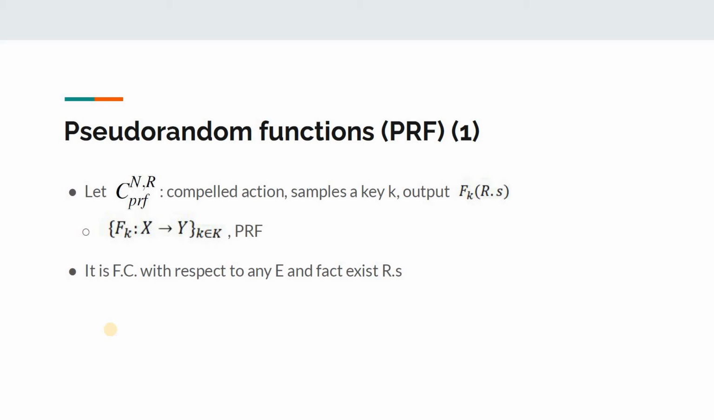We have two conditions that will have the FC cases. First of all, the first case is here. We have a compelled action simulated by a key K like this, and the output is FK RS, where FK is a PRF defined here, and it is a FC with respect to any E and that exists RS. And how to prove it? For the proof method, you can just follow the direction of proving the commitment is a FC in the previous part about the commitment scheme.